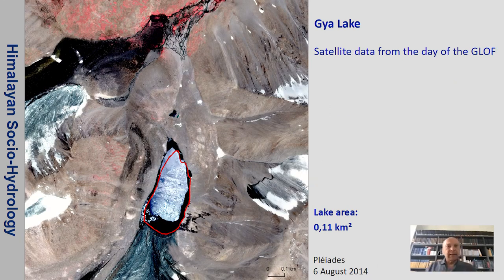And then we had good luck to get a Pleiades image from the day the outburst happened, and you can see all of a sudden we have open water in this lake and a small lake in the middle, but obviously there was no overflow of the moraine. The water penetrated through the moraine. It was a piping process, a tunneling process, and it reappeared at the surface, at the lower part of the moraine. And you can see in the valley huge parts inundated by water from this lake.